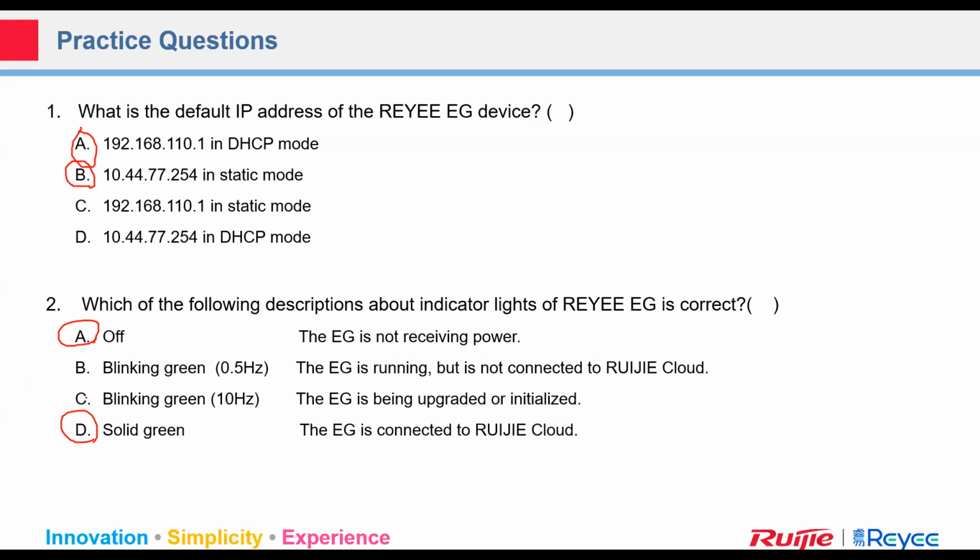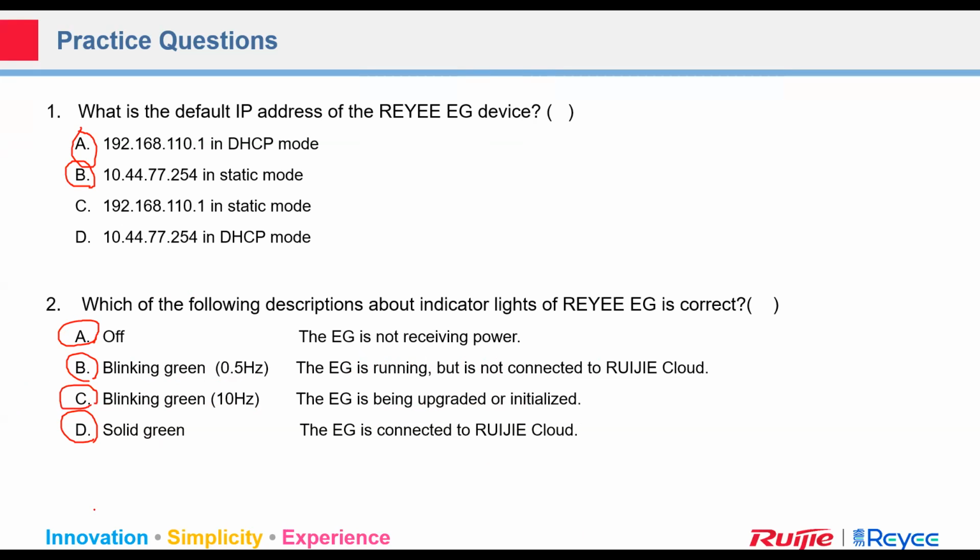And how about B and C? B is blinking green at 0.5 hertz. The EG is running, but not connected to Ruijie Cloud. C is blinking green at 10 hertz. The EG is being upgraded or initialized. So for this question, the answer is all correct.